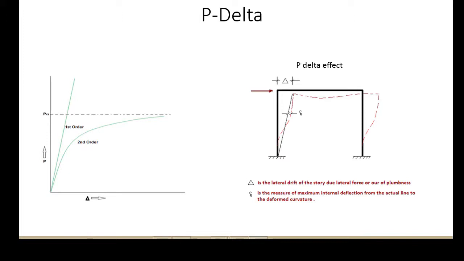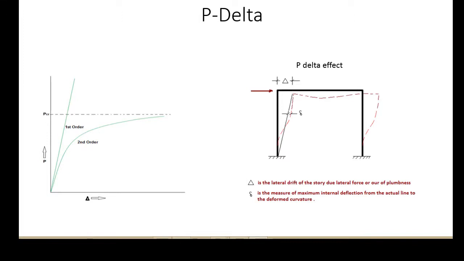See the left hand side illustration. Here you can see the two different load versus displacement relationships. The perfectly straight one is the linear or the first order analysis, and the other one, which has some curvature, is following the nonlinear or the second order relationship.